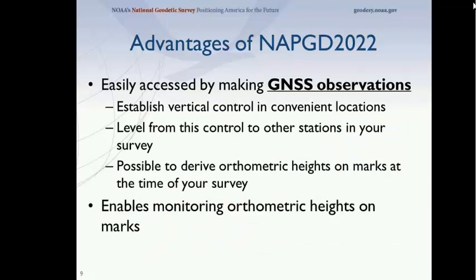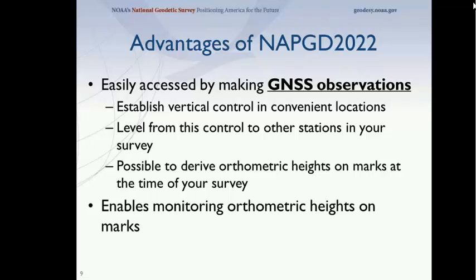Okay, so there's a lot of advantages of going to this new system. First off, it's easily accessible simply by making a GNSS observation. So you can establish vertical control in any convenient location. No longer do you need to find an existing benchmark. Once you've established that control, you can then level from it, or set up a total station or an RTK-based station on it, and then go about your work in your project area.